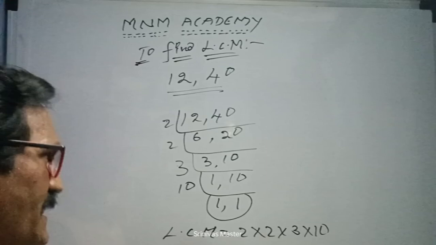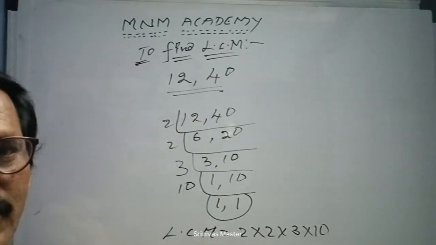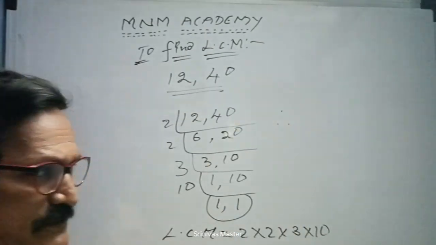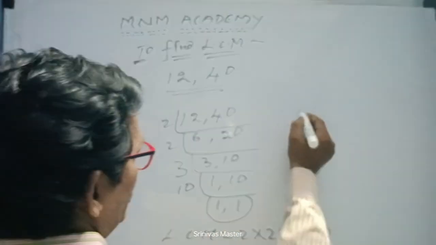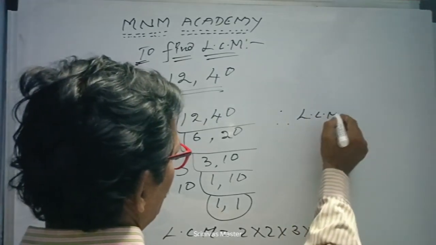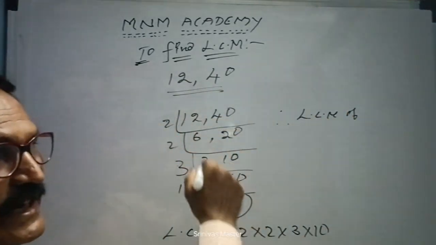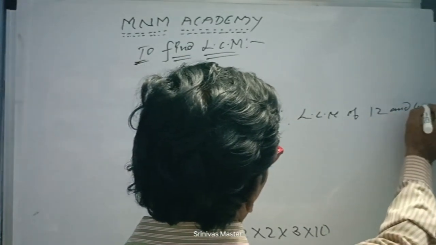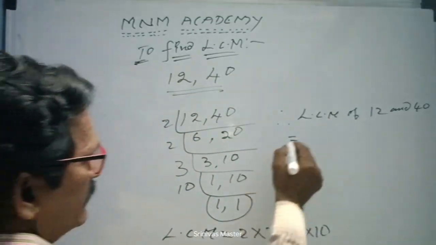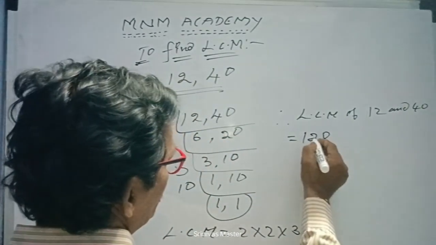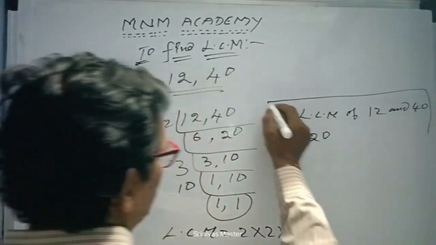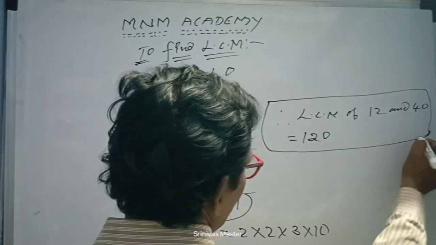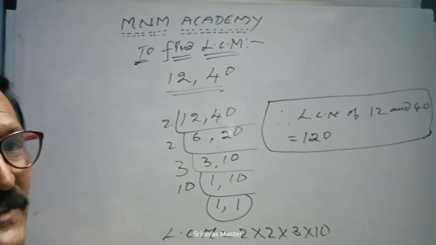Right? That means LCM of 12 and 40 is how much? 120. Okay children, just you can write the result and you have to keep it in highlight. That means LCM of 12 and 40 is equal to how much children? 120. Keep highlight means just you can keep it in a box. Okay, that means simply you can say that this box indicates the result of the given question.